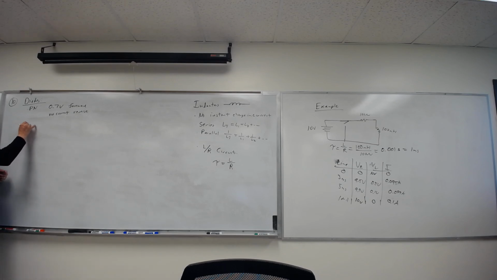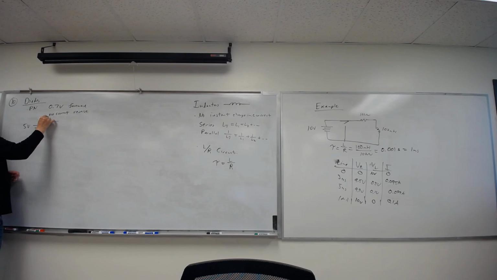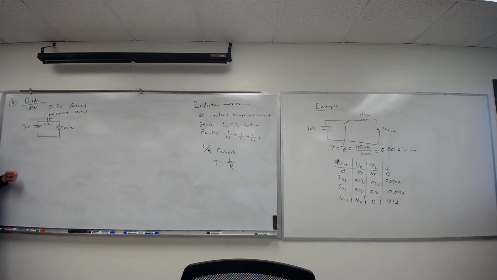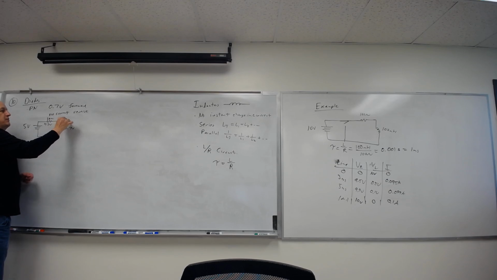So if I got 5 volts, I'll make this 1 kilo ohm to make calculations easy. Forward bias, 0.7 volts. That means this is 4.3 volts. A common mistake students will make is they'll try to put all 5 volts across the resistor, but you had to pay a 0.7 to turn the diode on. That will mean 4.3 milliamps.